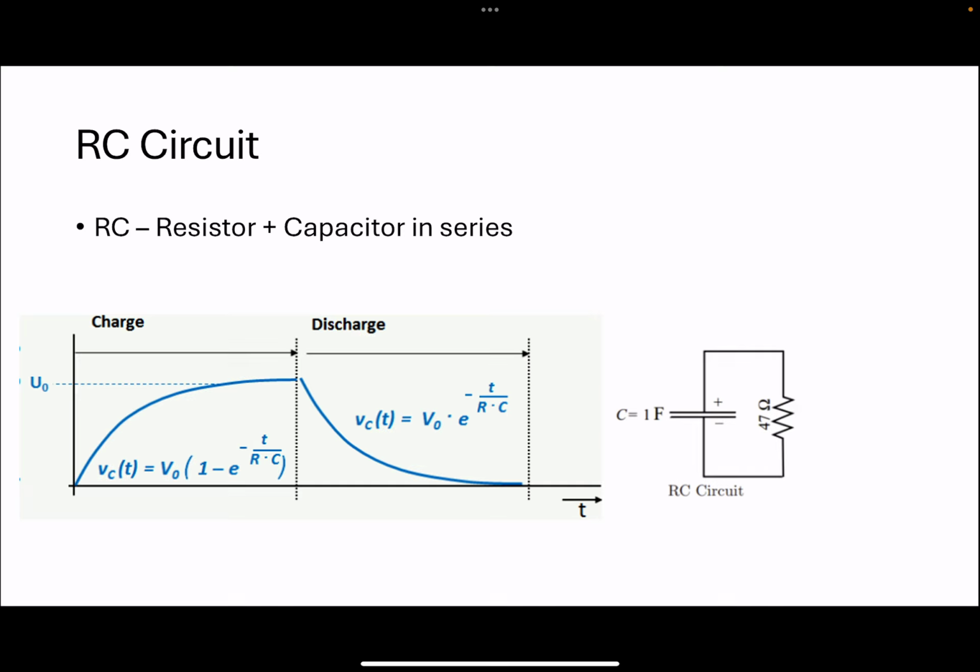Now we move on to the second part of this lab, the RC circuit. An RC circuit is where you have a resistor and a capacitor in series in a circuit, kind of like this diagram at the bottom right. We see that it charges at a certain rate that is not linear, and it discharges at a certain rate that is not linear.